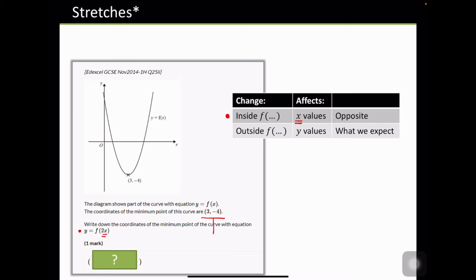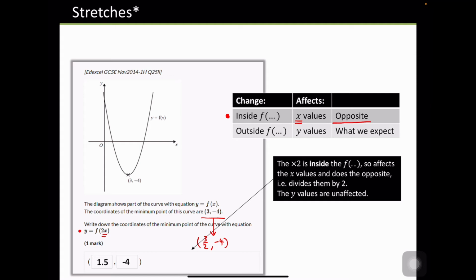So the y value is going to stay the same. The x value, however, instead of multiplying by 2, we have to do the opposite. And the opposite of multiplying by 2 is dividing by 2. So I'll write 3 over 2.